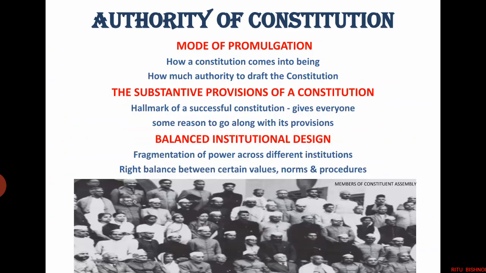The Indian Constitution is described as a living document, as it can be changed according to necessities of the time and situation. However, its authority, that is, the success and effectiveness of the Indian Constitution, depends on certain factors. Let's discuss those factors. First, mode of promulgation. It refers to how a constitution comes into being. Who drafted the constitution and how much authority did they have?